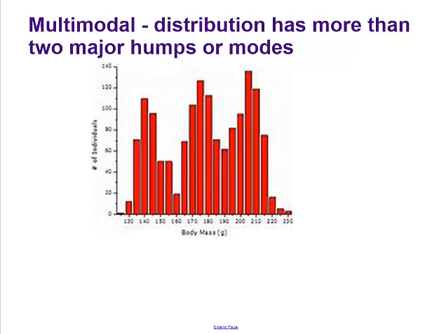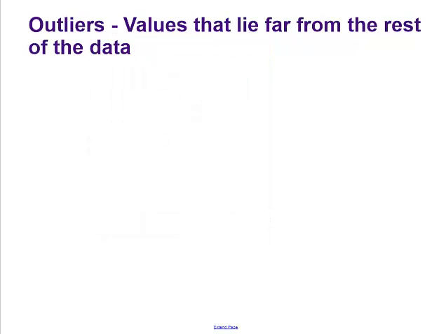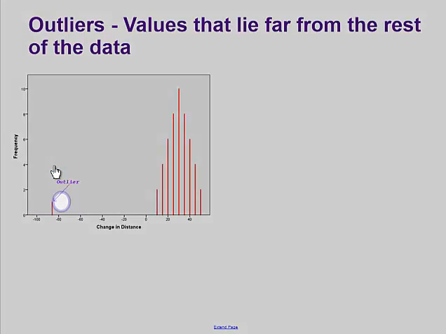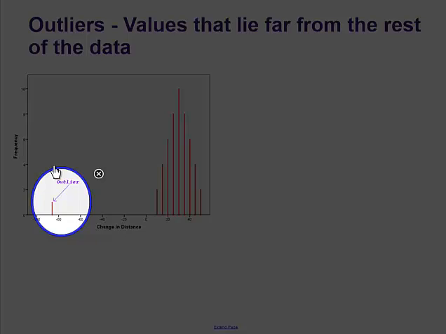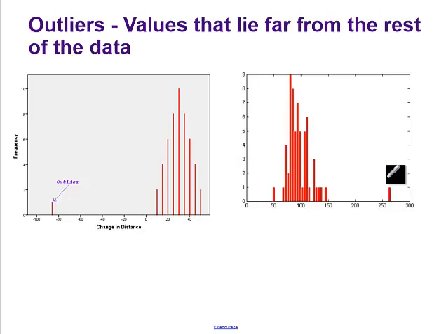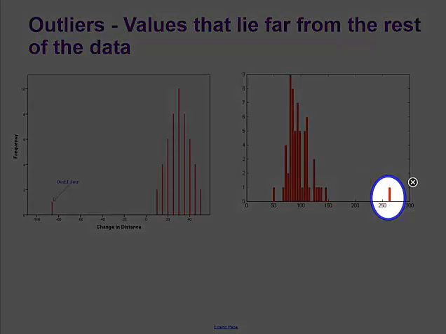Multimodal distributions have more than two major humps or modes. So here in this graph, we have three major humps, so we could consider this multimodal. Now, outliers are values that lie far from the rest of the data. So when graphed, it might look like this. This piece of information right out there all by itself would be an outlier. And in this graph, same thing. This one right here would be an outlier.